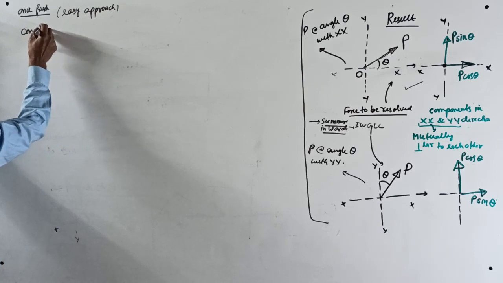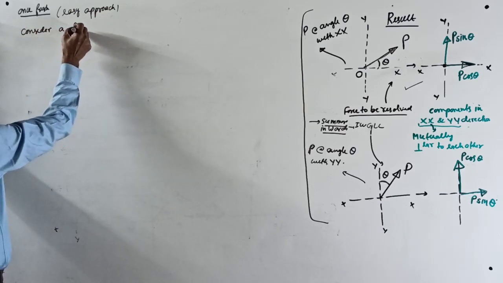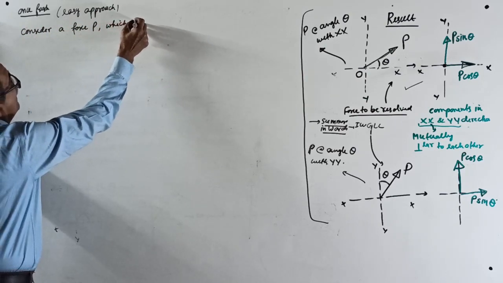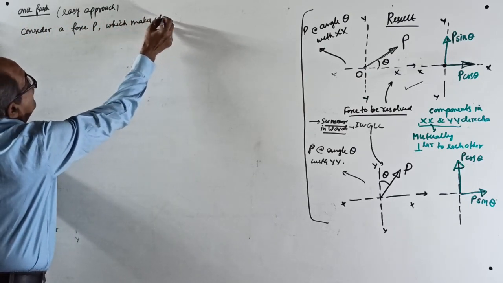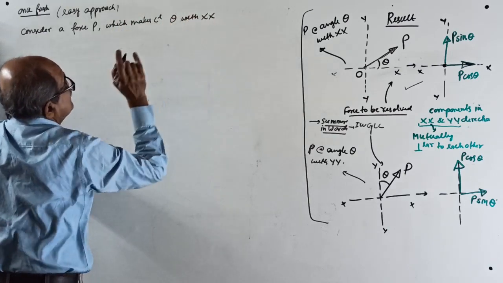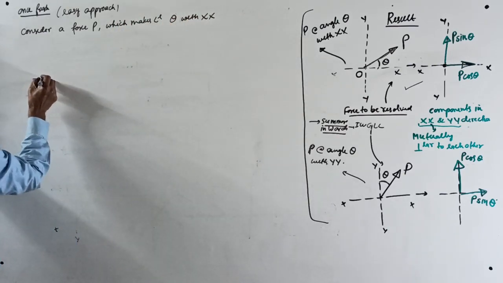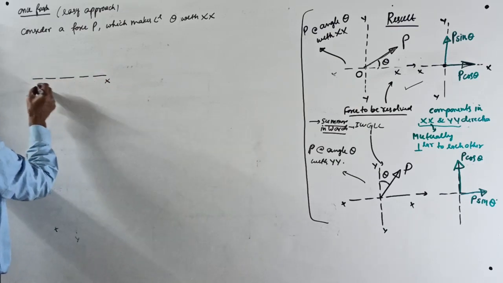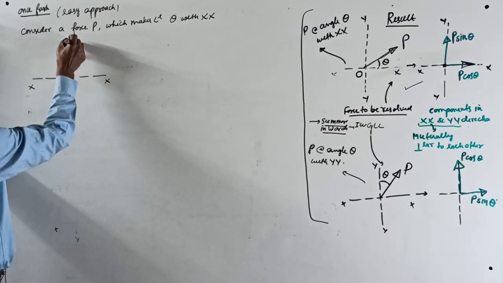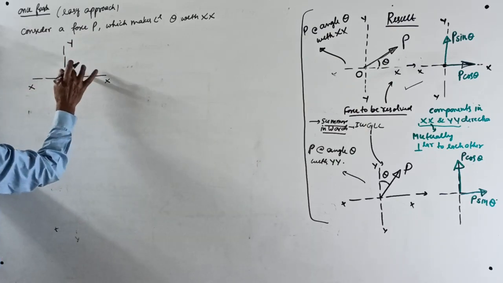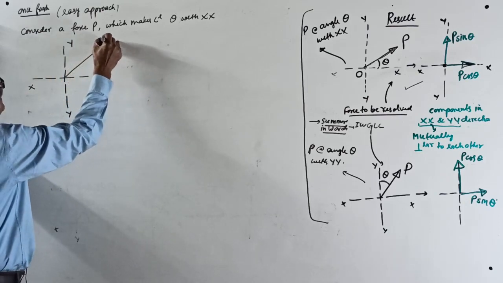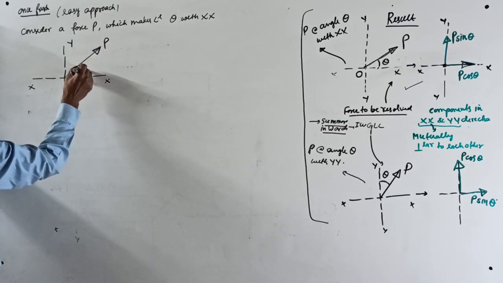Consider a force P which makes angle theta with the xx. Remember, you should always write, one is xx, the other is yy. They are mutually perpendicular. The statement you have to write. This perpendicular. Force P is here. P, this angle is theta.